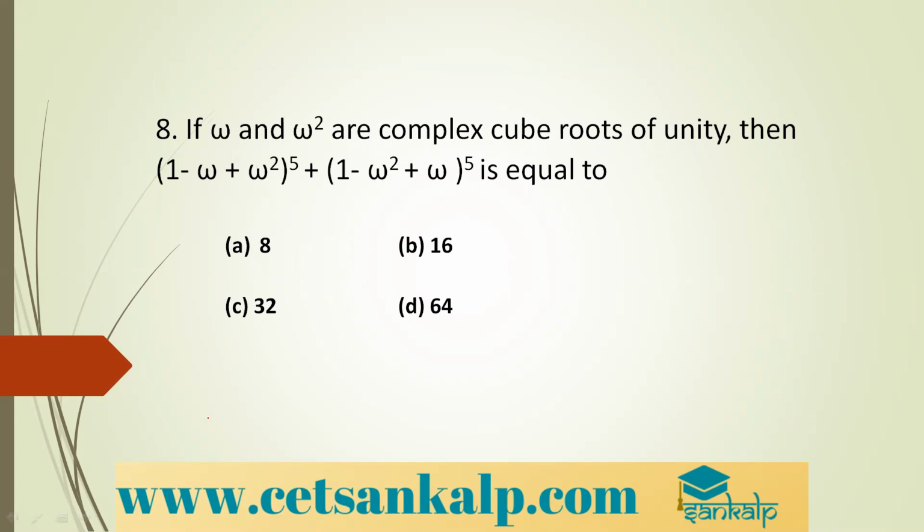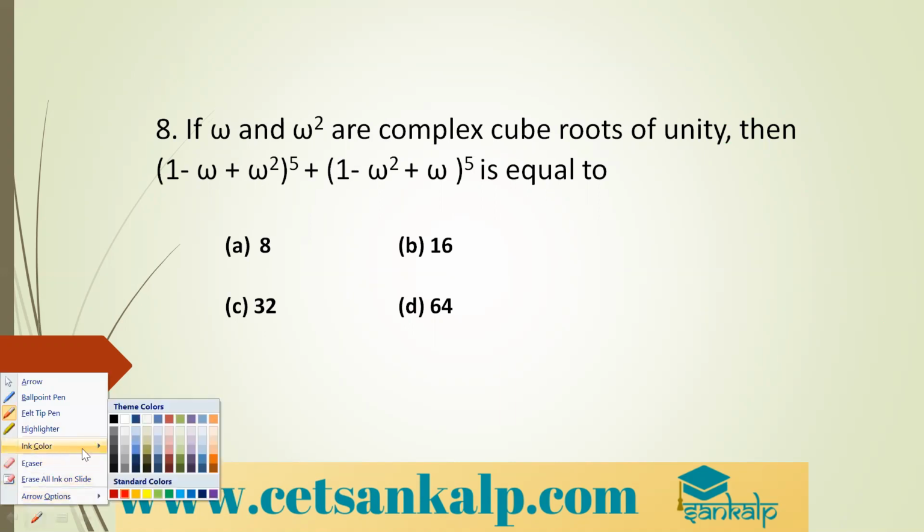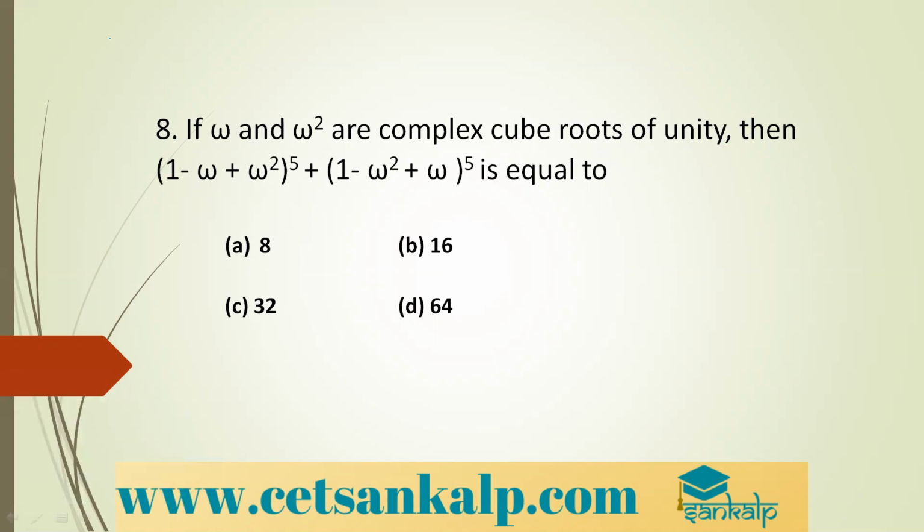So here again, we must know two important formulas which I told you with omega. What are those? 1 plus omega square is 0 and omega cube is equal to 1. So based on this formula, here I can write 1 plus omega square minus omega whole power 5. Here I can write 1 plus omega minus omega square whole power 5.